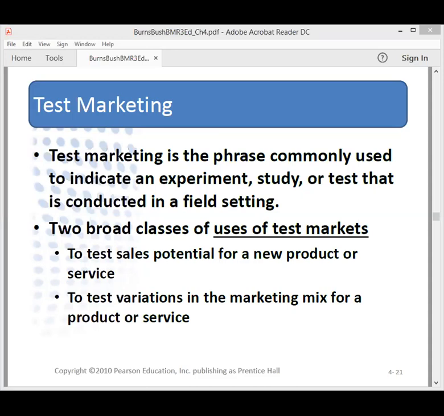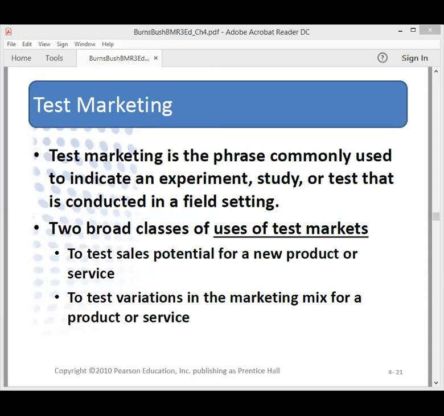There are several types of test markets. Standard test markets are ones in which the firm tests the product or marketing mix variables through the company's normal distribution channels. Controlled test markets are conducted by outside research firms, and they guarantee distribution of the product through pre-specified types and numbers of distributors.